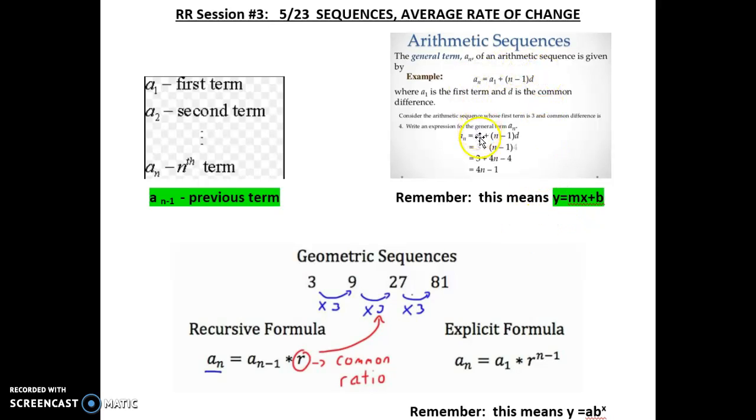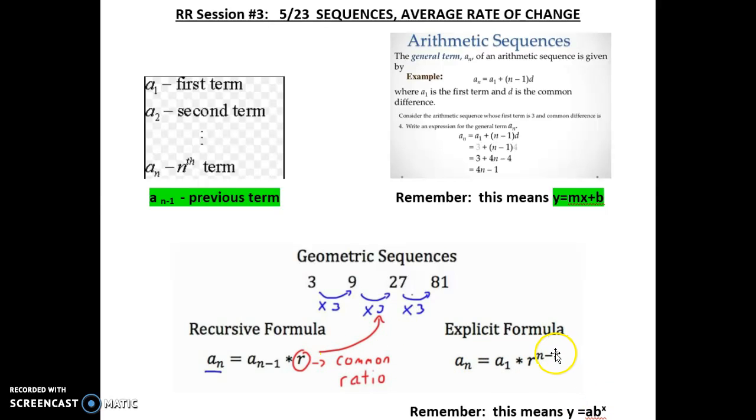Arithmetic sequences are when there's an adding pattern each time, and we're going to see that in just a second. Geometric sequences are when you multiply by something. This would be an exponential graph. It'll have an exponent that has an x with it.